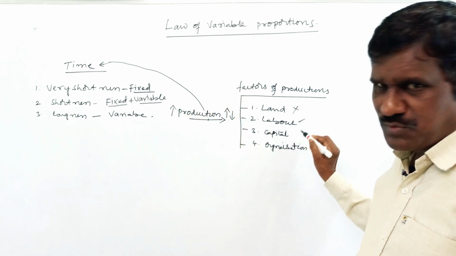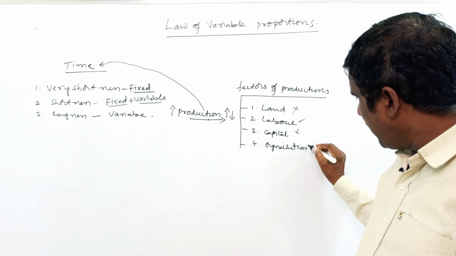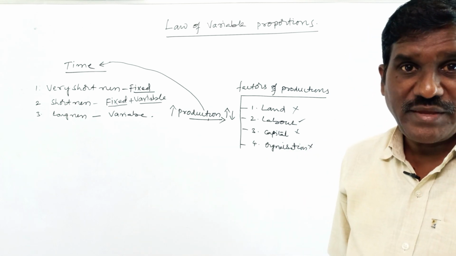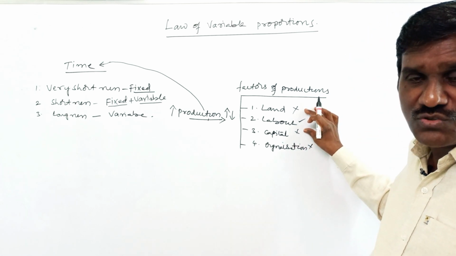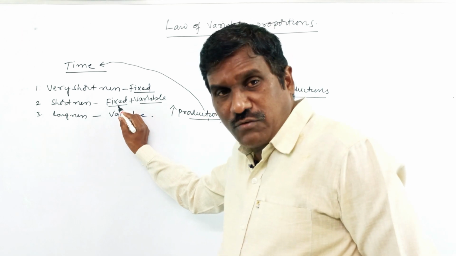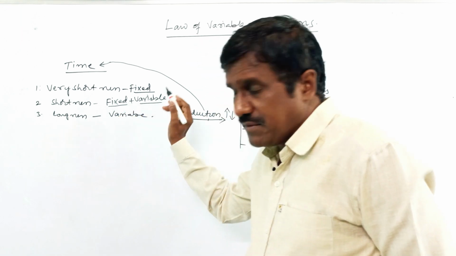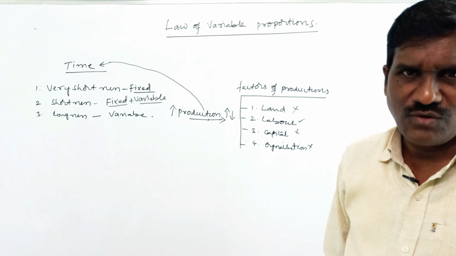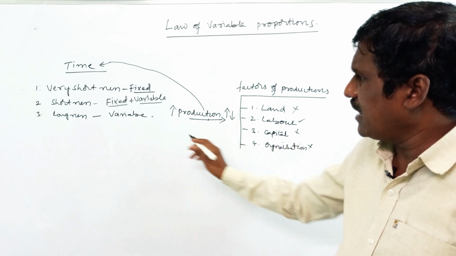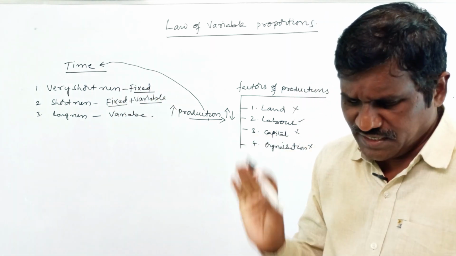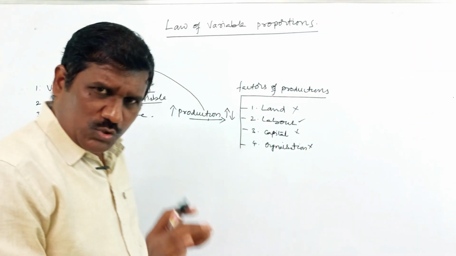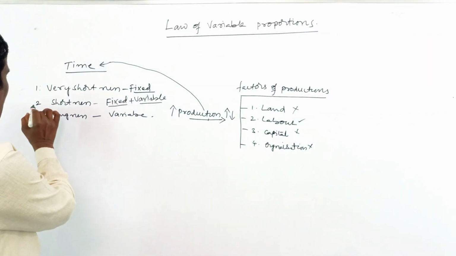Labor, yes, it is possible to change. And the capital and the organization. So few factors are ready to support. Fixed, not supported, are called fixed. Supported are called variable. Okay? And in the long run, all factors are variable. Clear?